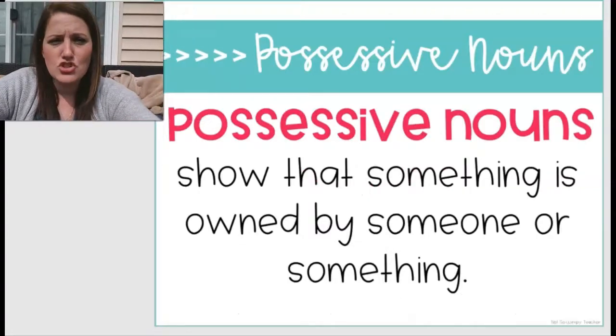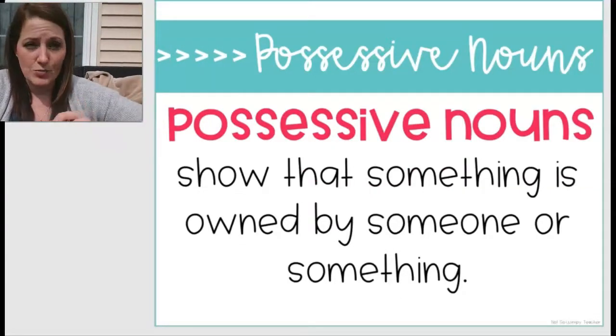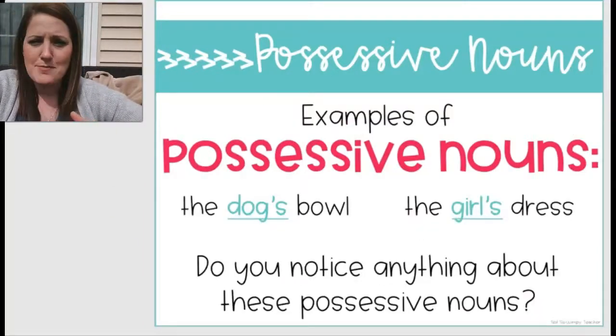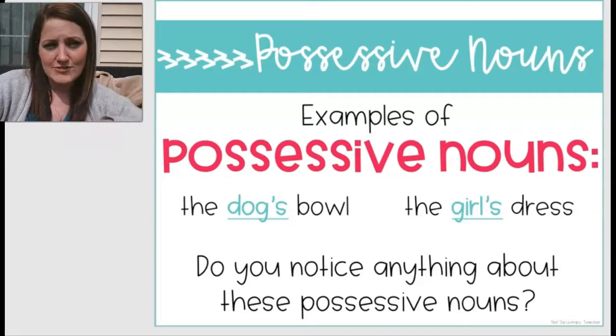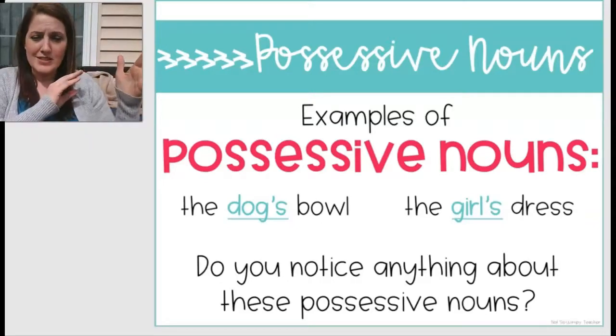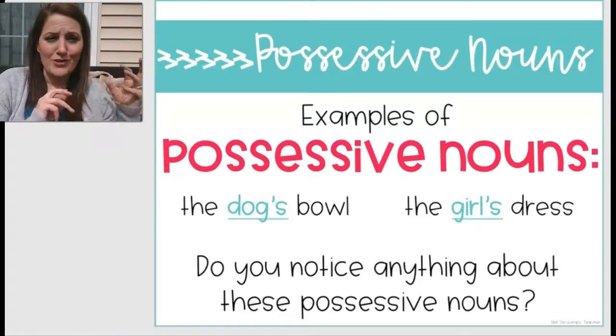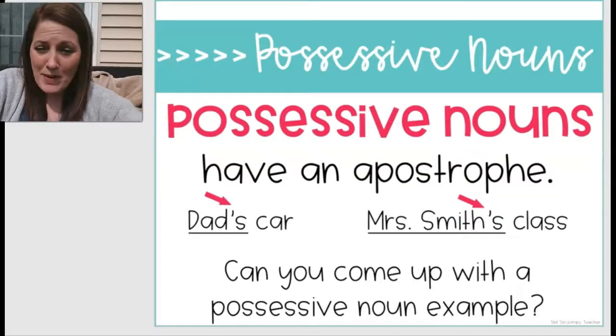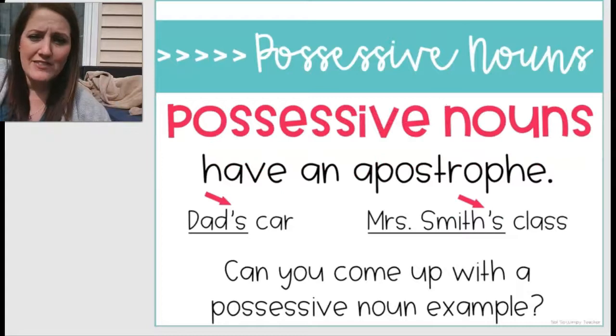A possessive noun shows that something is owned by someone or something. Examples might be the dog's bowl and the girl's dress. Notice, what did they do to make those possessive, to show that the bowl is owned by the dog and the dress is owned by the girl? What did they add in there? They added an apostrophe. So possessive nouns have an apostrophe.